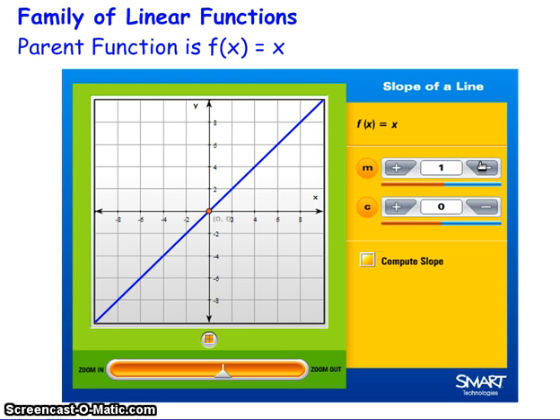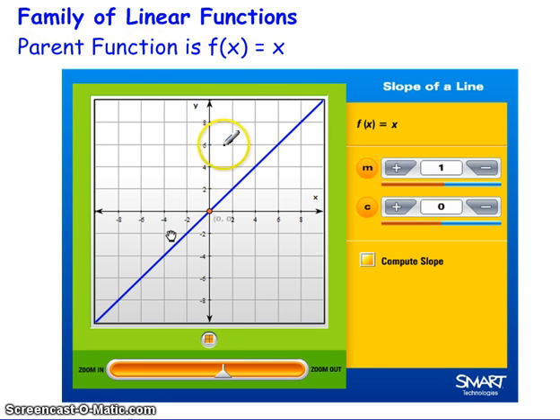So the first thing you need to know about the family of linear functions is that its parent function is f of x equals x. You could also think of this as simply y equals x, and this is the most basic line. The thing that is basic about it is that it has a slope of 1, and you can see that both on the graph, that it goes up 1 over 1, and also in this little gadget that I have, which I'm going to be using to change the slope, the m is set to 1.